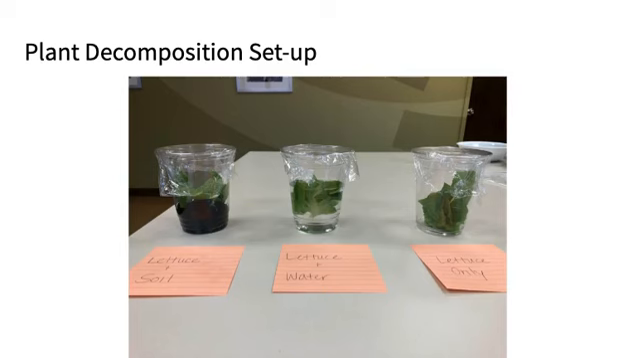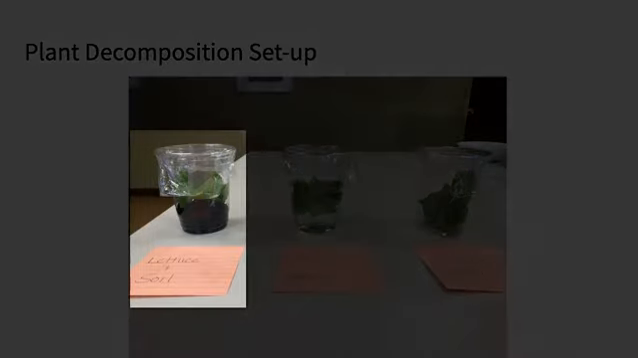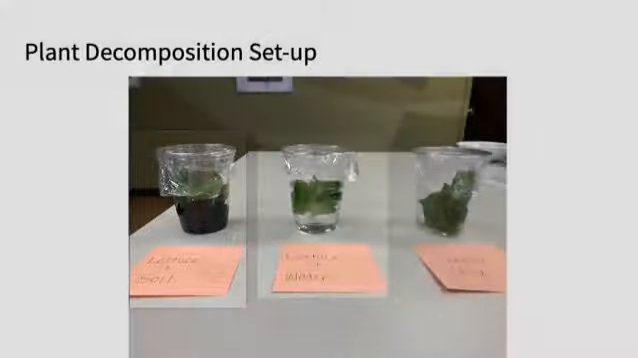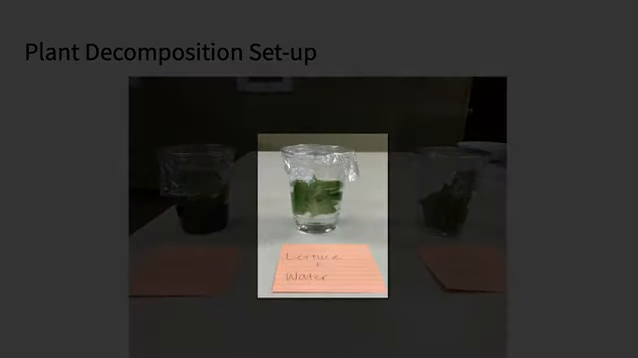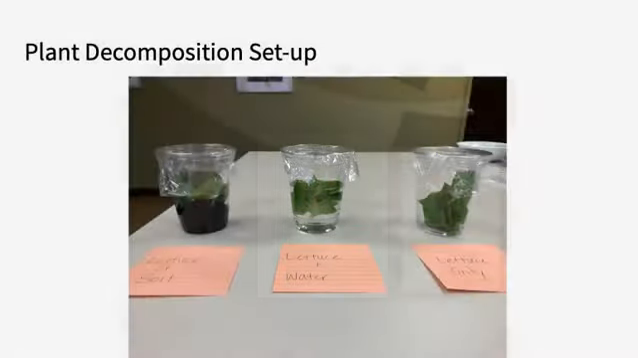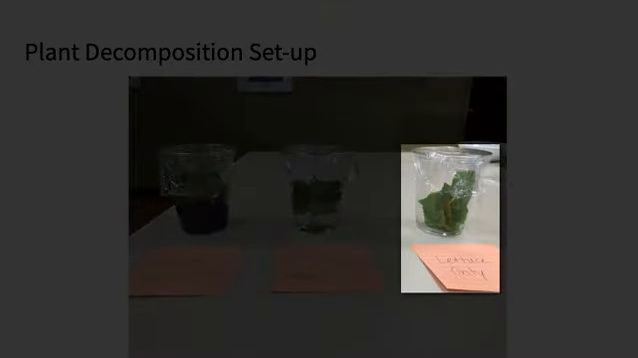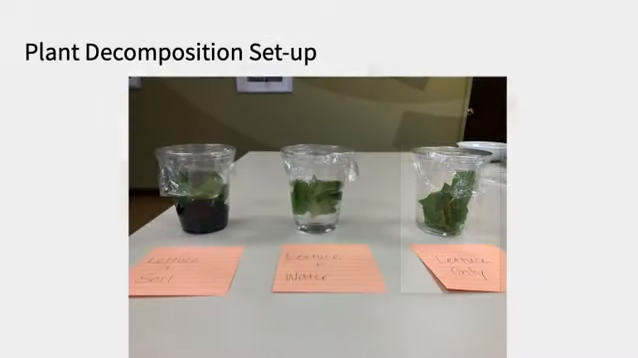This is what the setup will look like after student groups have designed their experiment. The cup on the left will contain plant material on top of soil. The cup in the middle has plant material submerged in water. The cup on the right contains plant material only. Once the cups are sealed and covered, they will need to be placed in a warm area for about 2 weeks. It is also advisable to place these in an area with good ventilation and airflow.